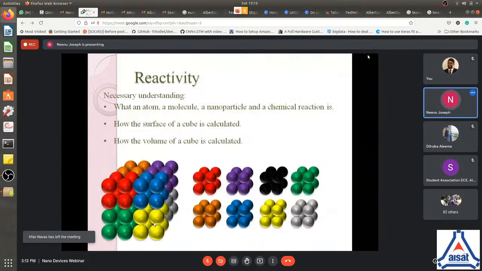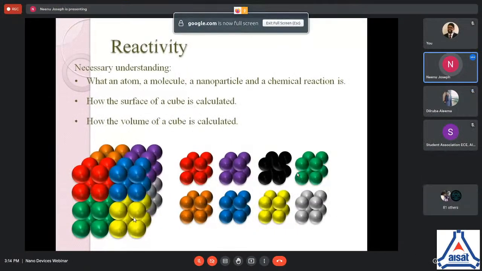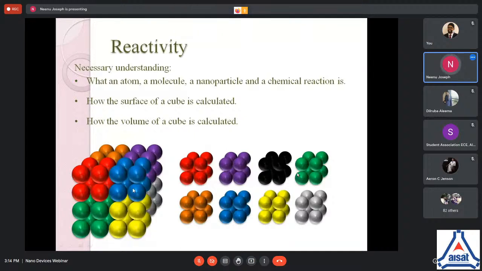Coming to reactivity, some understanding is necessary. The picture shows a big material partitioned into different smaller parts. What an atom, a molecule, a nanoparticle, and a chemical reaction are. How the surface area of a cube is calculated, and how the volume of a cube is calculated. It's different for different sizes. According to the size, it will be different.